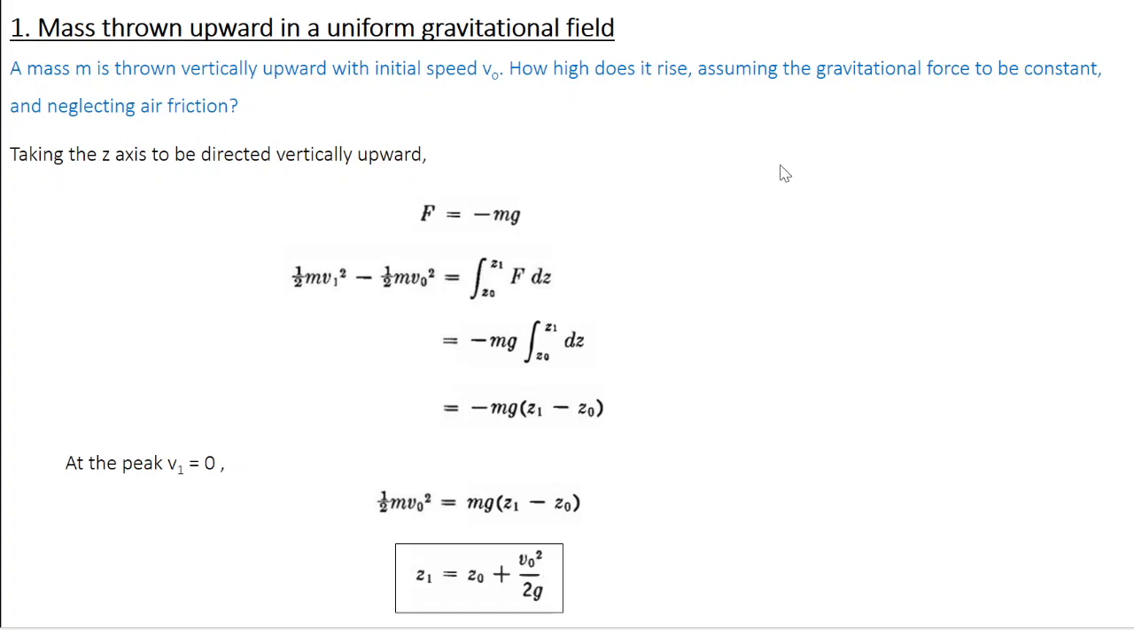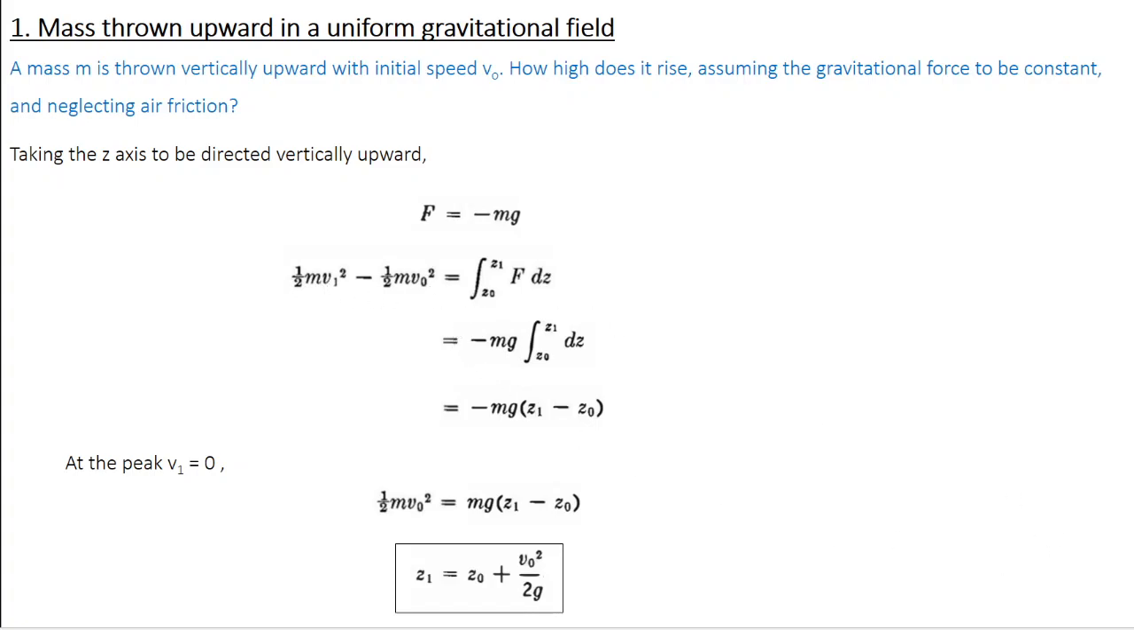So let's say the upward direction is the z direction. So this is motion along the z axis. And what is the only force acting on the system? It is the weight which always acts in the downward direction. So I can write F is equal to minus mg. Now let me suppose that the initial position is z0 and the maximum height position is z1, and the corresponding velocities are v0 and v1.